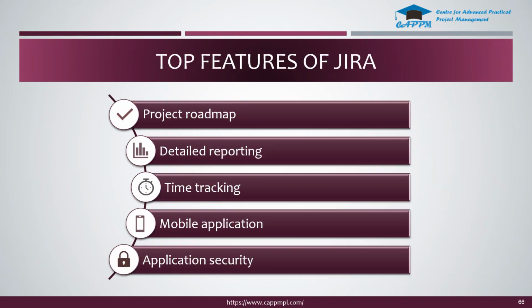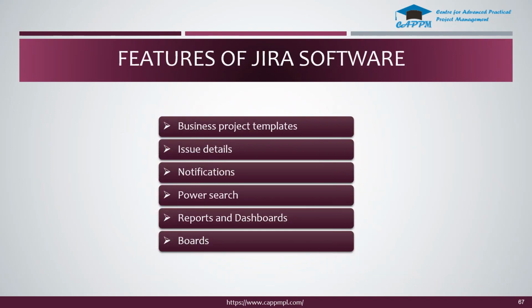So the top features of Jira. Jira has a project roadmap, which is used to view the high level detail of your project. And we have detailed reporting and a time tracking feature for each and every issue. And we have a mobile application and application security also. It has various business project templates, right from the software project. It has different financial management templates or your service help desk templates. So all the templates are available in Jira.